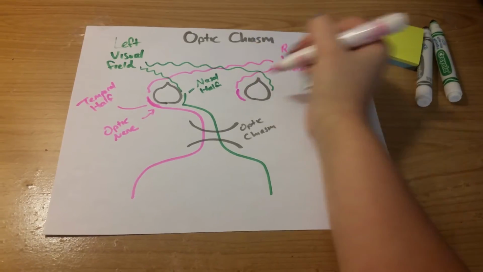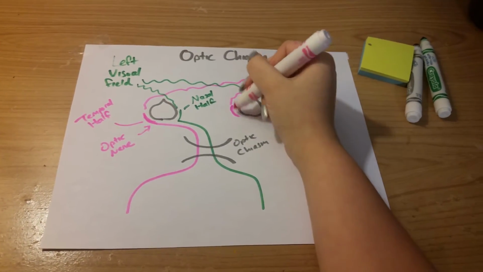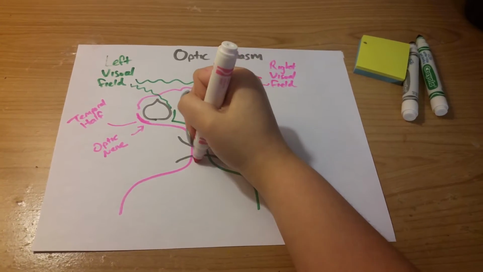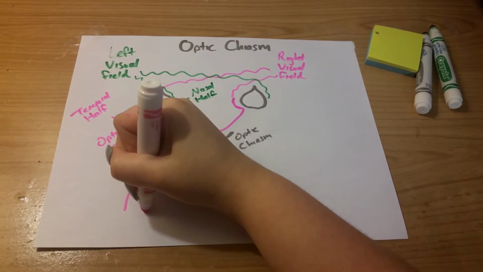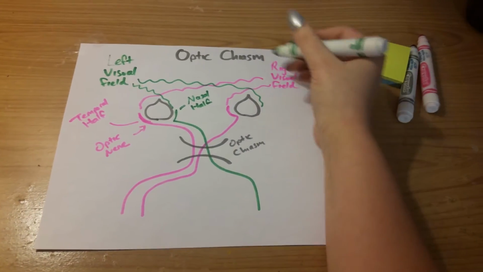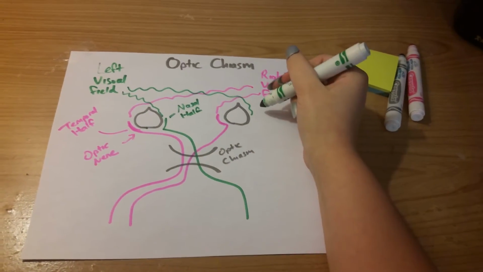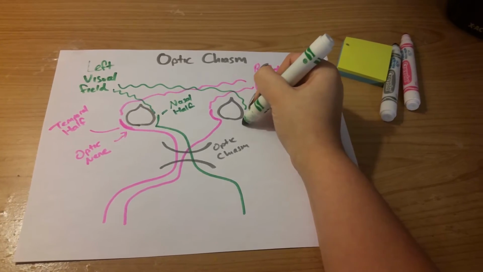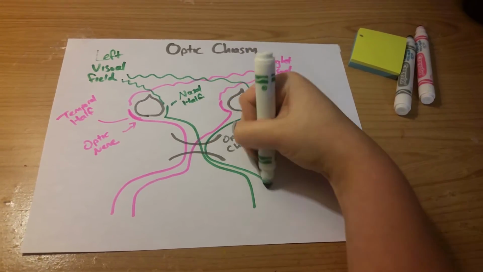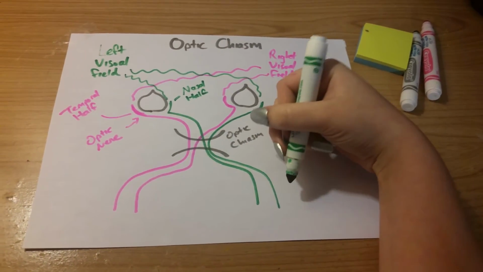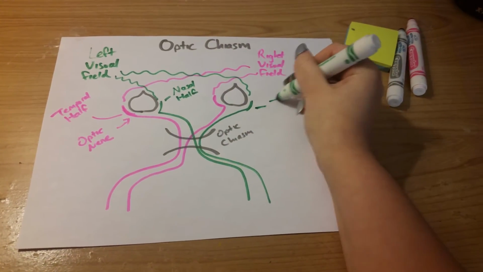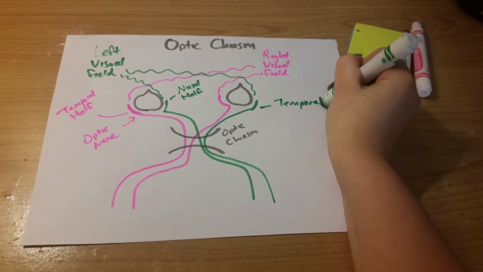This is our nasal half of the right visual field, and it will carry information. Note this crosses through the optic chiasm to the left visual cortex. And the same goes for the left visual field. On its temporal half, it will cross through the optic chiasm and bring information to the right half of the visual cortex. Note that this cross is only between the nasal halves and not the temporal halves of the optic nerves.